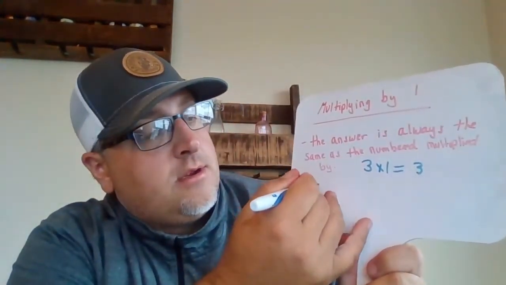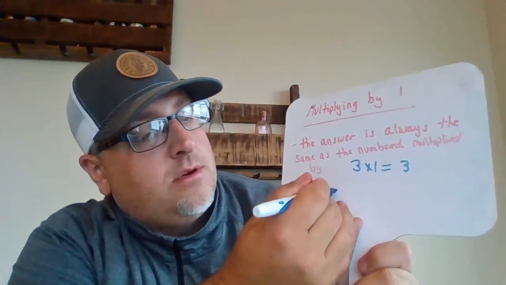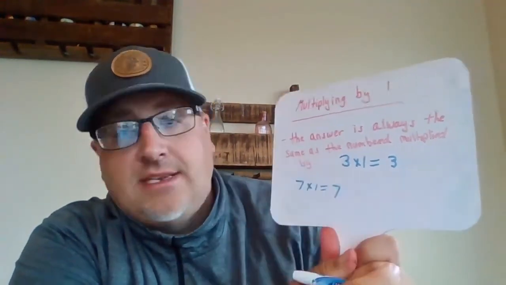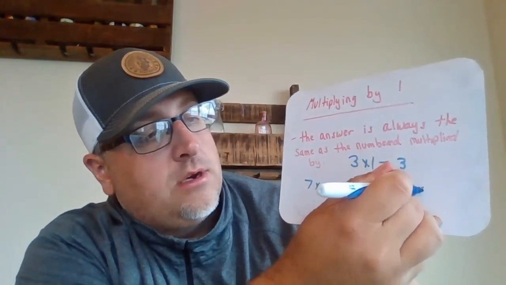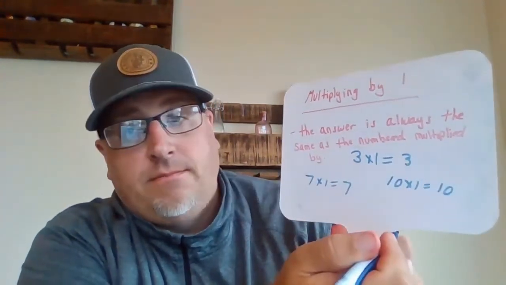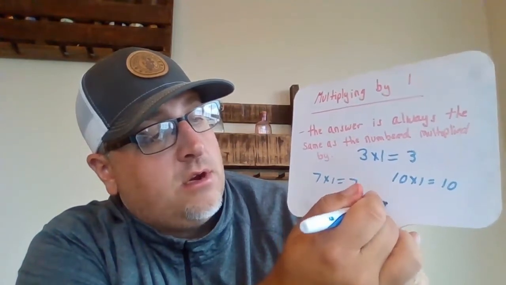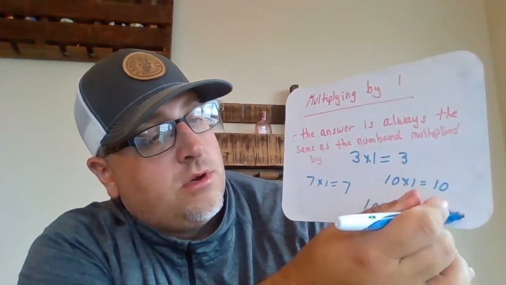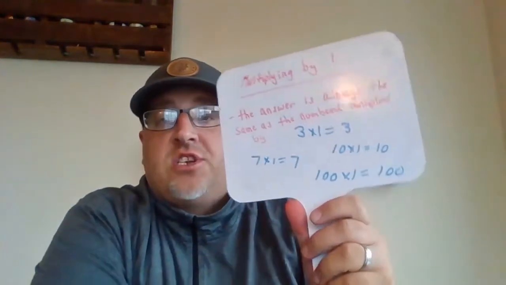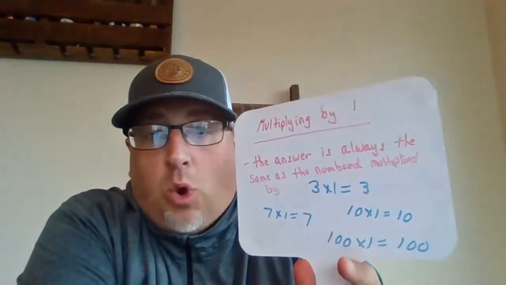7 times 1, just take a look at that number, is 7. 10 times 1 equals 10. If we wanted to get crazy, 100 times 1 equals 100. So that's your simple rule for multiplying by 1.